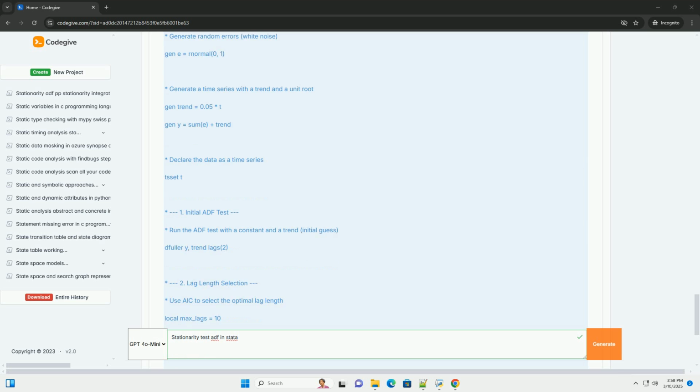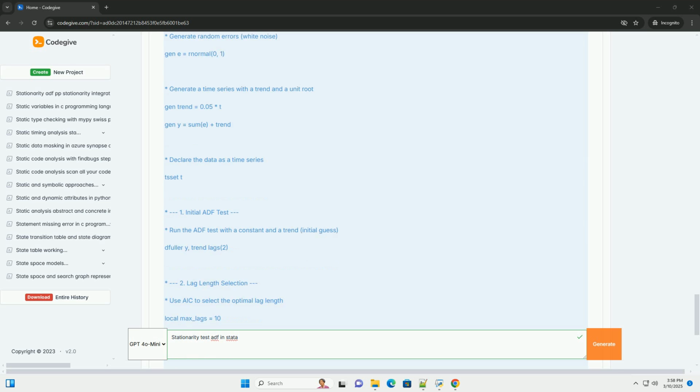6. Practical considerations and common mistakes. Make sure the time series is properly defined. The tsset command is crucial. Stata needs to know that your data is a time series and what the time variable is. Choose the appropriate model. Select the correct form of the ADF test, with or without a constant, with or without a trend, based on your understanding of the data.